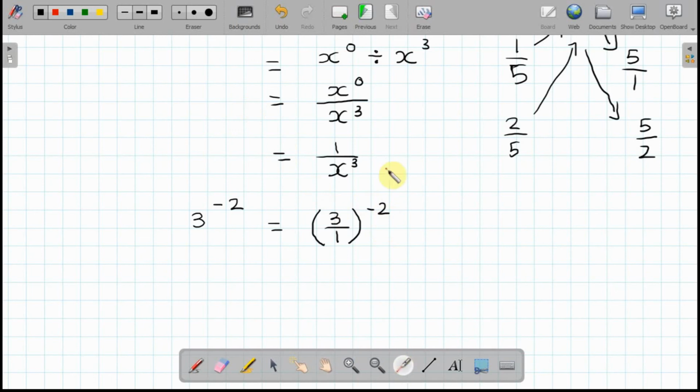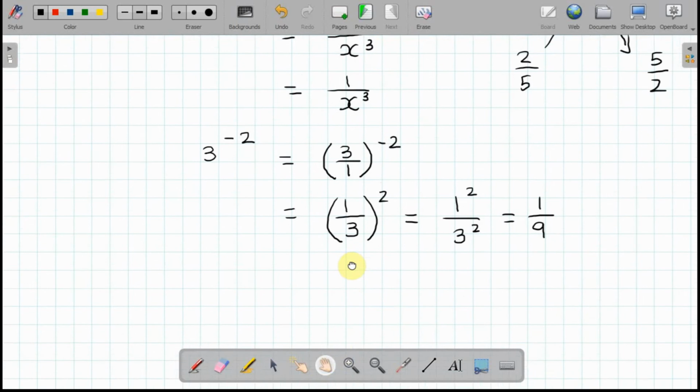Now, in order to get rid of the negative sign of the power, so it's minus 2, I need to write down the reciprocal of the number, so the fraction, which in this case is 3 over 1. So the reciprocal of 3 over 1 is 1 over 3, to the power 2. And now both the numerator and the denominator get the power. So you've got 1 squared over 3 squared. 1 squared is 1, and 3 squared is 9. Okay, let's go over another example.